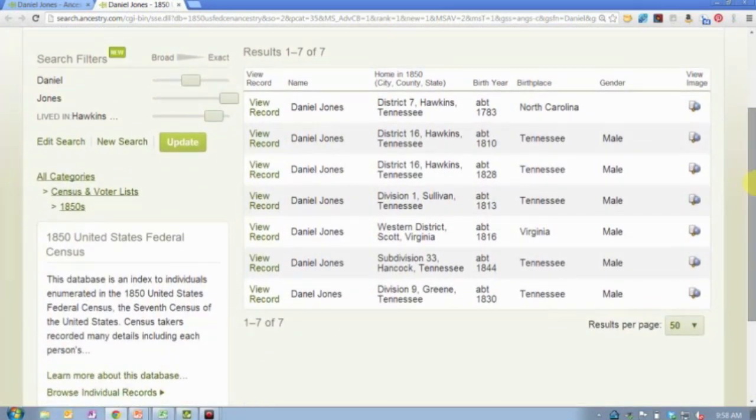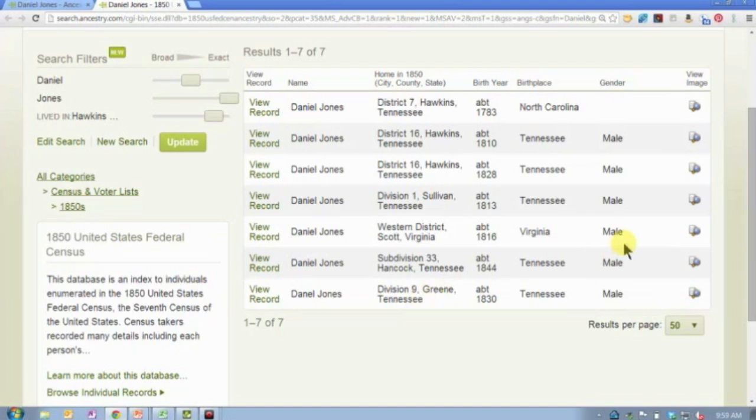So I have 7 men listed who are named Daniel Jones or some variant of that, who live in Hawkins County, Tennessee, or an adjacent county. In this case, Sullivan County, Tennessee, Scott County, Virginia, or Hancock or Greene County, Tennessee. So those are the counties that are adjacent to Hawkins County in some way. And so now I've got a list of 7 men here to deal with.